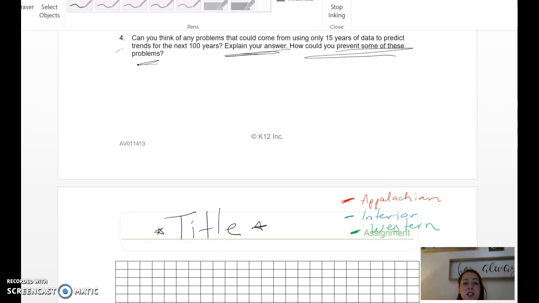Once you've completed this whole worksheet, make sure you scan it and submit it to our Dropbox for 3.07. If you have a separate sheet for your graph, make sure that gets turned in as well. And if you have any questions, please send me an email.